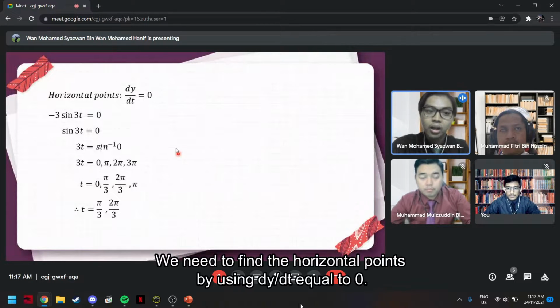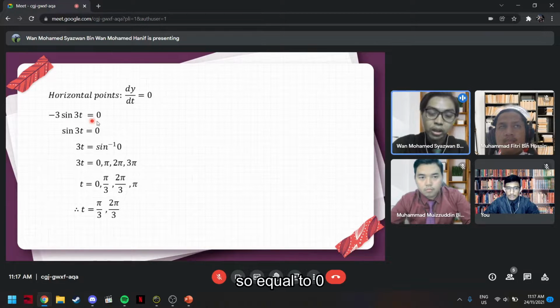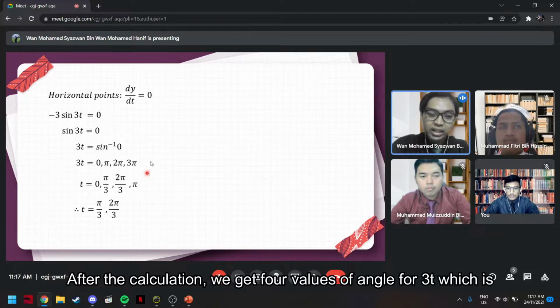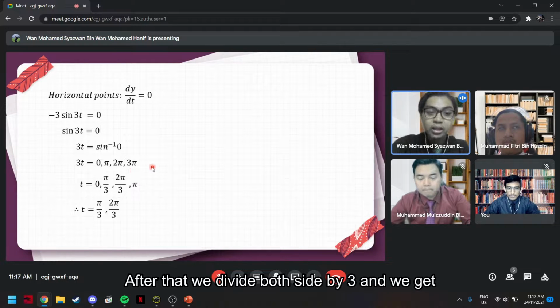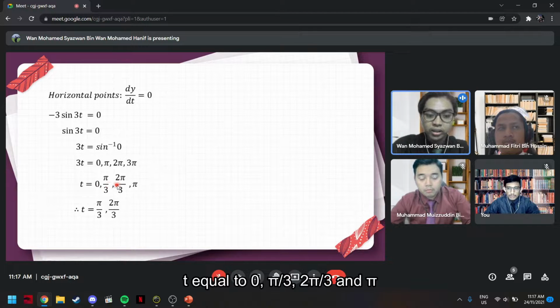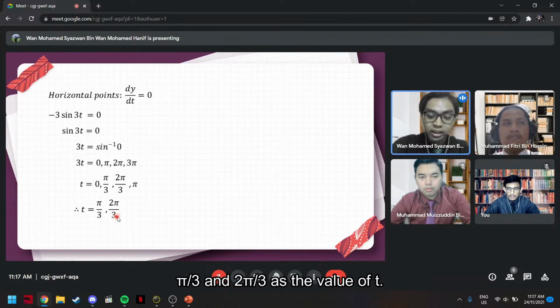And then we need to find the horizontal points by using dy/dt equal to 0. So dy/dt is equal to negative 3 sin 3t, set equal to 0. After the calculation, we get 4 values of angle for 3t, which are 0, pi, 2 pi, and 3 pi. After that, we divide both sides by 3 and we get t equal to 0, pi over 3, 2 pi over 3, and pi. Lastly, I only choose pi over 3 and 2 pi over 3 as the values of t.